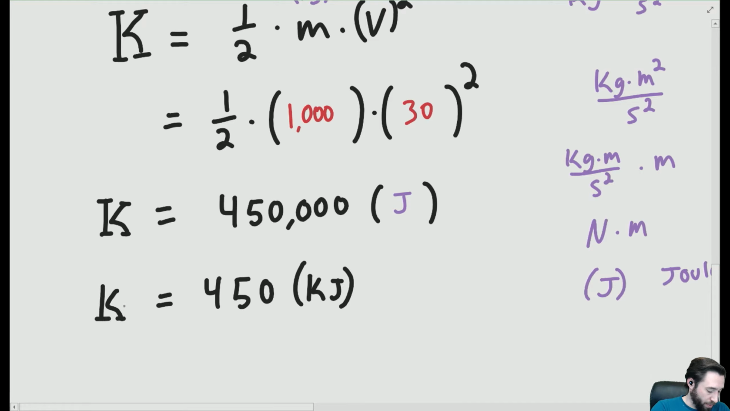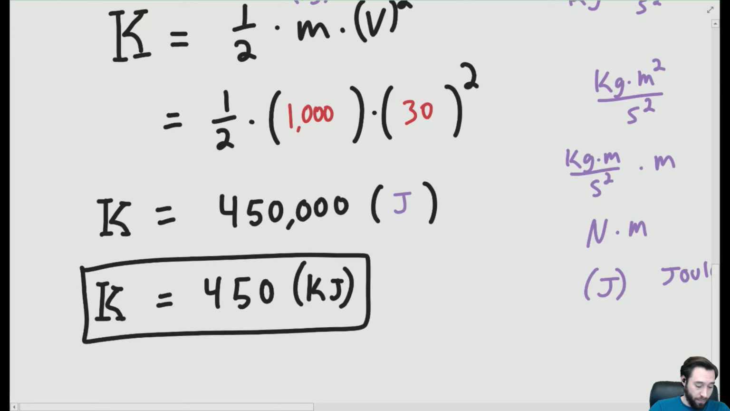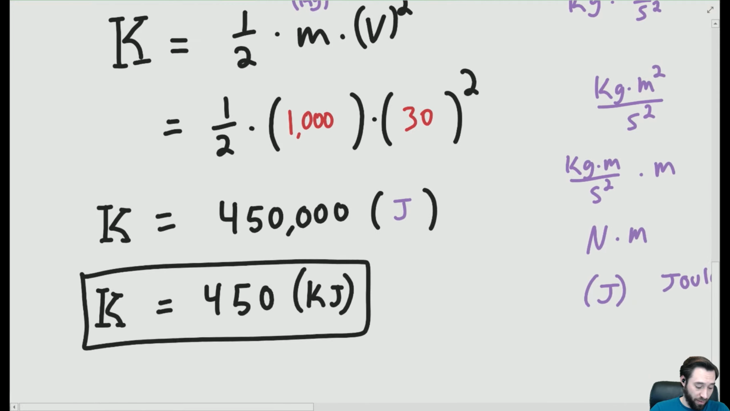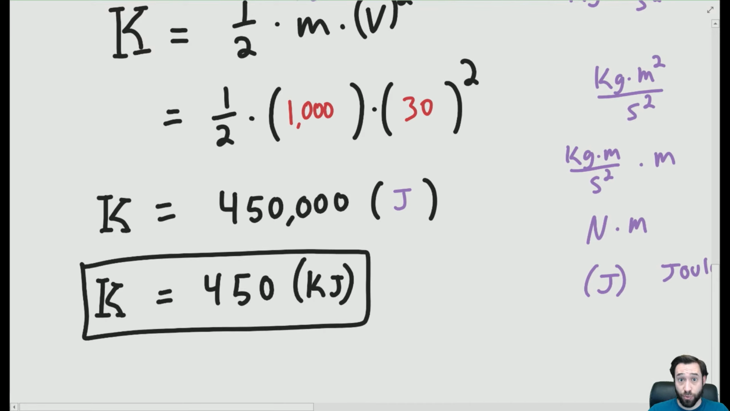And when I give you guys a problem, I will explicitly ask for you to have the answer in kilojoules or in joules, so you don't have to worry about that. Cool. So the amount of kinetic energy that this car has, the one with a mass of 1,000 kilograms traveling at 30 meters per second, the kinetic energy of that vehicle is 450 kilojoules. Cool.